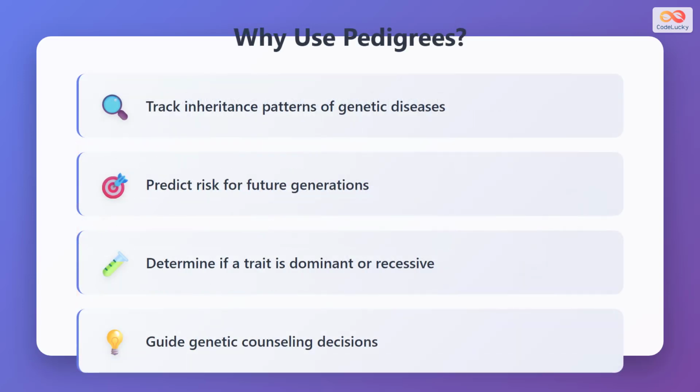Pedigrees serve several critical purposes in genetics and medicine. They help track inheritance patterns of genetic diseases through families. They allow scientists to predict the risk for future generations of inheriting certain conditions. They help determine whether a trait is dominant or recessive by analyzing its pattern across generations. And finally, they guide genetic counseling decisions, helping families make informed choices about their health and future. Understanding pedigrees is essential for anyone studying genetics or working in healthcare.